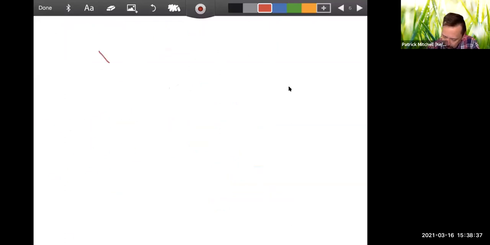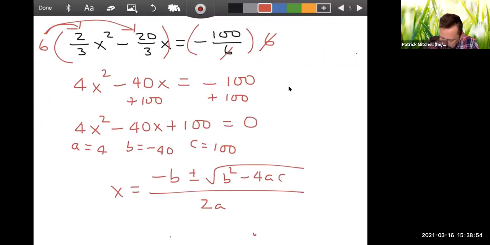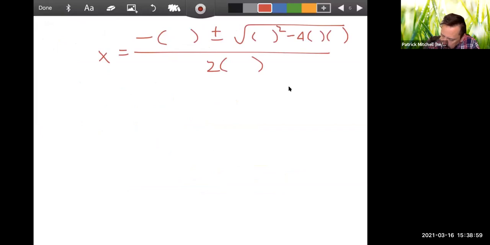So x equals negative blank plus or minus the square root of blank squared minus 4 blank blank all over 2 blank. Let me just peek, make sure I don't mess this up. So 4, negative 40, and 100. B is negative 40. B is still negative 40.